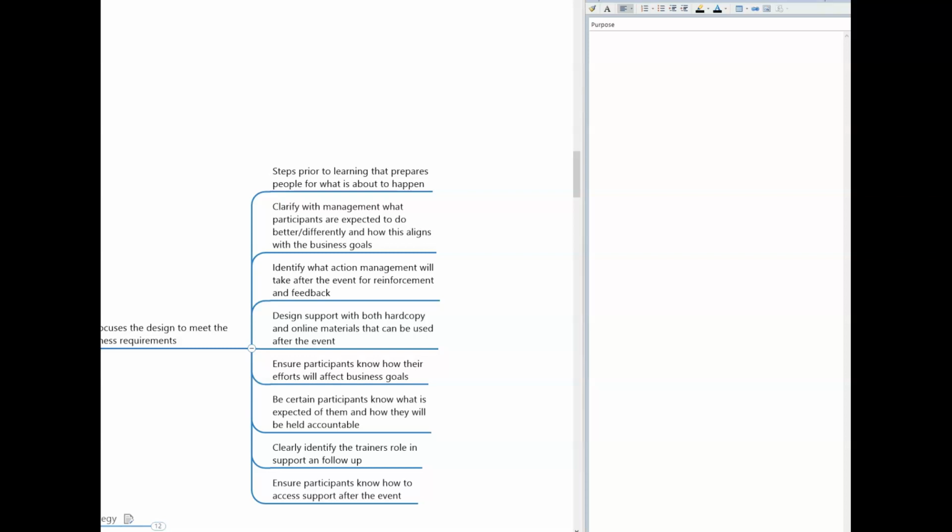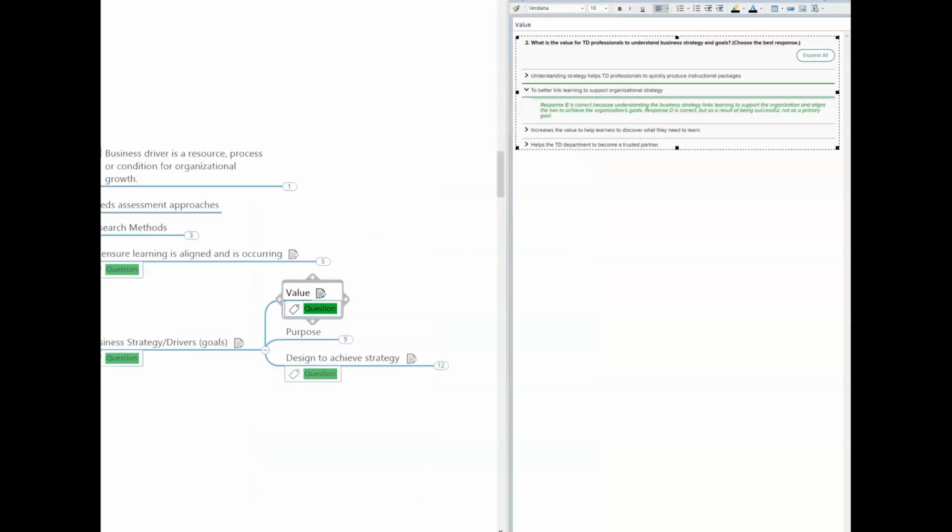Ensure participants know how their efforts will affect business goals. Be certain participants know what is expected of them and how they'll be held accountable. Clearly identify the trainer's role in support and follow-up. Ensure participants know how to access support after the event.